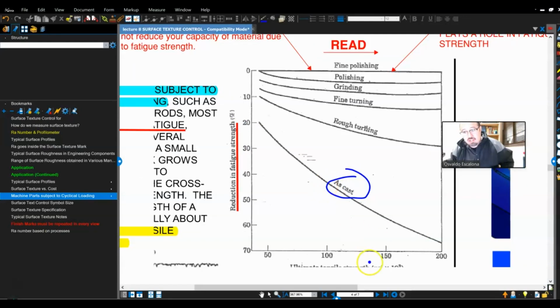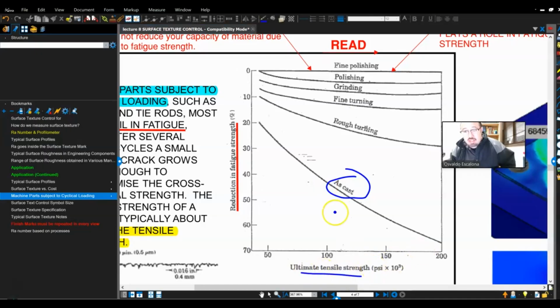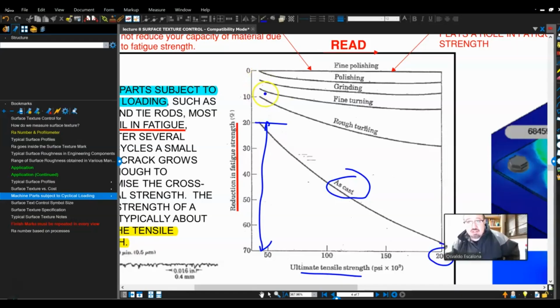Let's see how much strength I start with. But here is the ultimate tensile strength. Let's say that if I want to have something that has a high strength, I can reduce it from 20% to 70%, right? Just because I didn't do anything with the material, I just left it the way it was. If I turn it, I will reduce the strength. If I do, let's call it fine turning or rough turning, I decrease the strength between 10 to 30%.